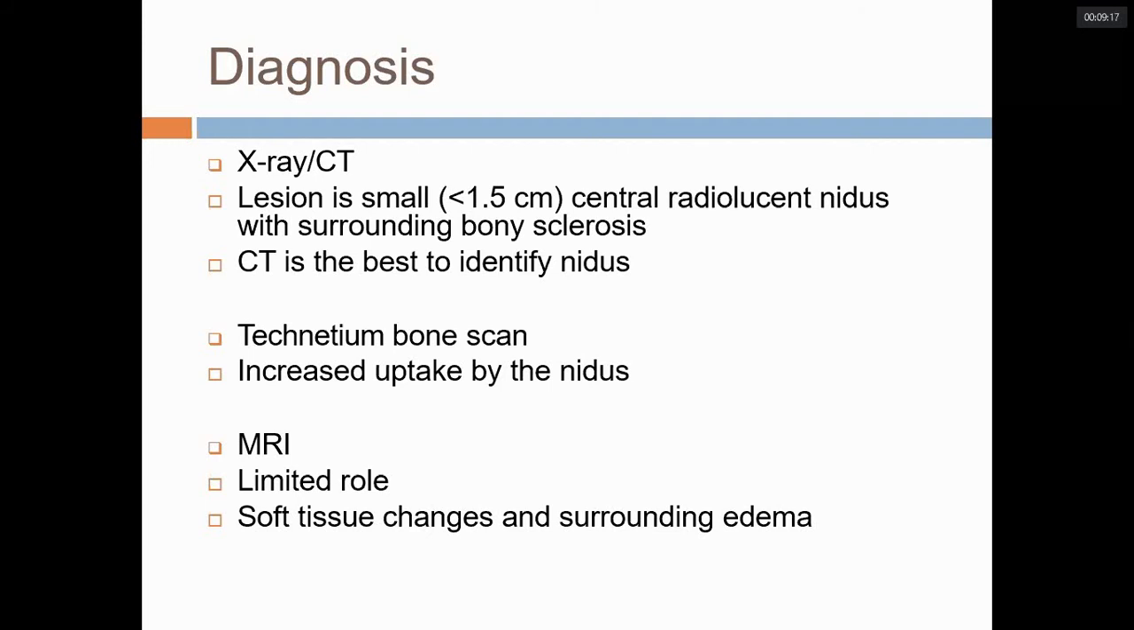Technetium bone scan shows increased uptake by the nidus. Any bone tumor shows increased uptake in a bone scan, or in case of infection, there is also increased uptake. MRI has a limited role. Soft tissue change and surrounding edema are well appreciated in MRI. Especially for soft tissue tumors MRI is important, and for bone lesions CT is important.